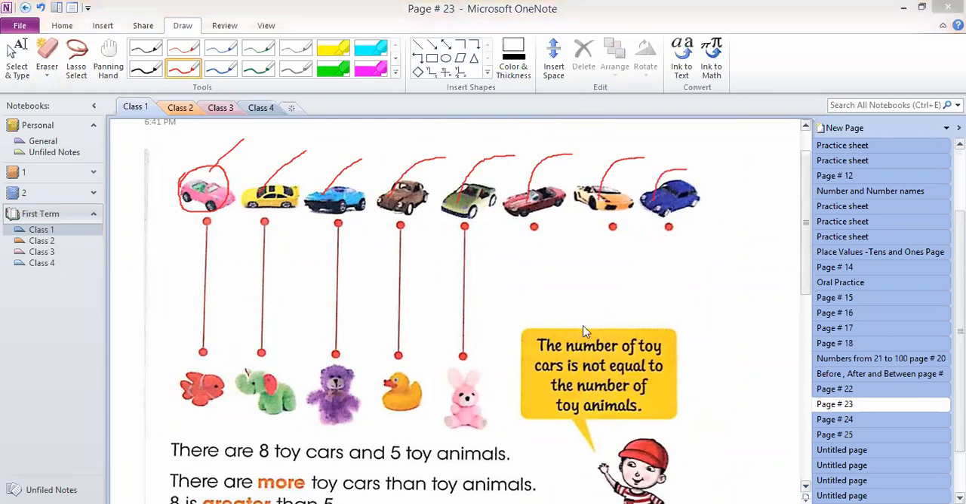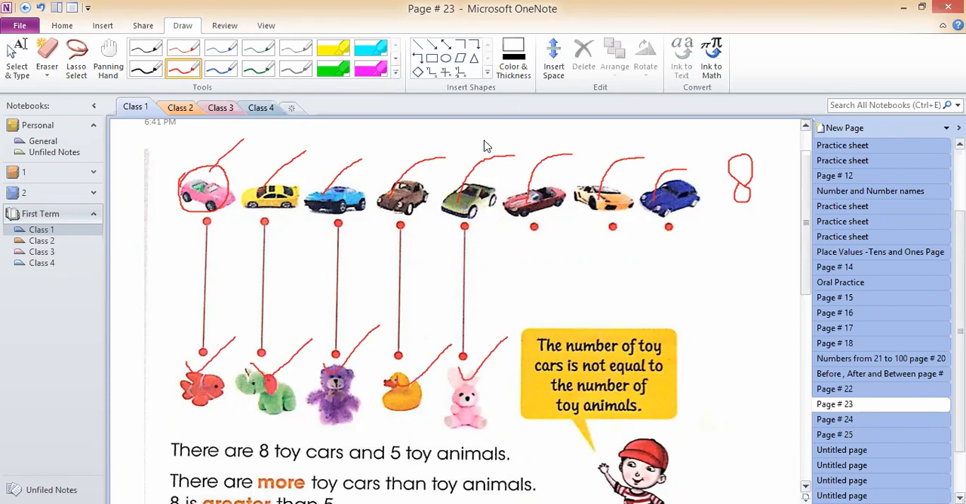How many toy cars are there, guys? 8. I will write there are 8 toy cars. Now I am going to count the number of toy animals. 1, 2, 3, 4, and 5.